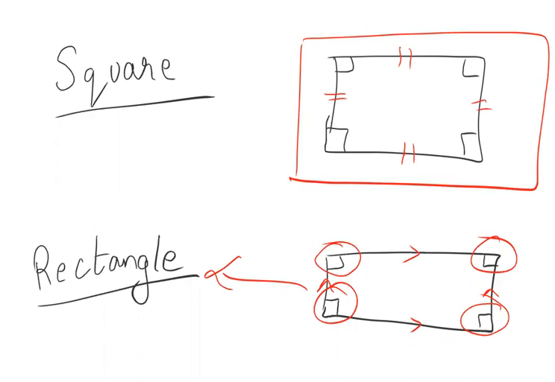Because in a rectangle, the opposite sides are equal, right? This side is equal to this side, and this side is equal to this side. And now if I keep adjacent sides equal, all of the sides became equal, right? And that's why it's a square.